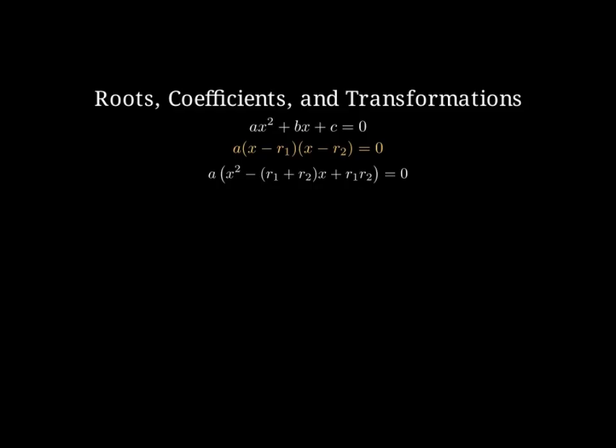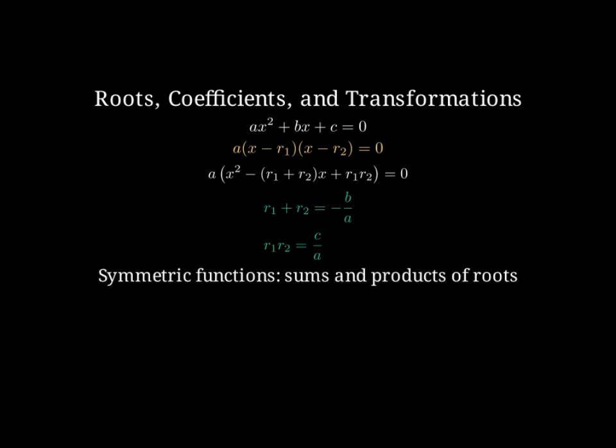This gives 2 key relationships. r1 plus r2 equals negative b over a, and r1 r2 equals c over a. These 2 expressions are called symmetric functions of the roots because they do not change if we swap r1 and r2. The sum and product are the most important symmetric functions for quadratics.